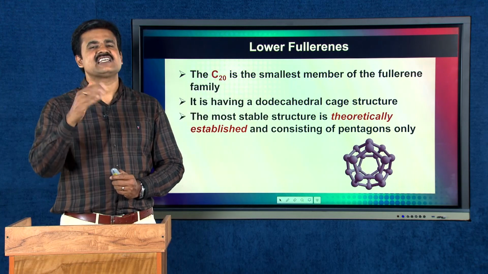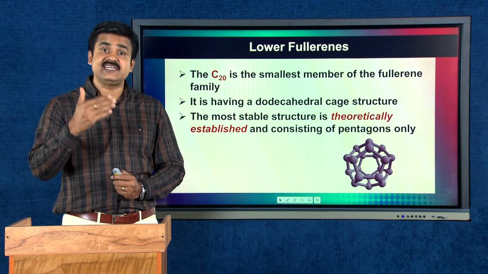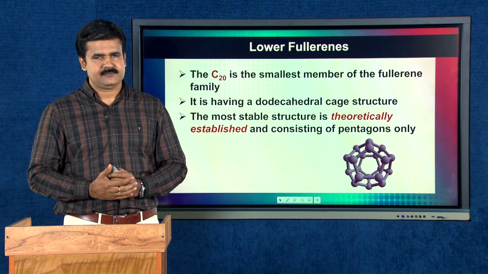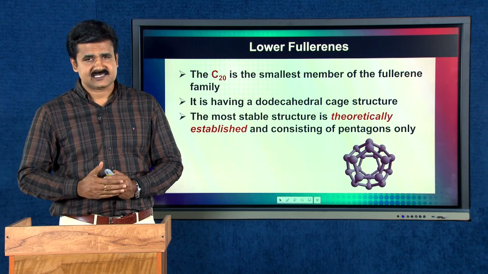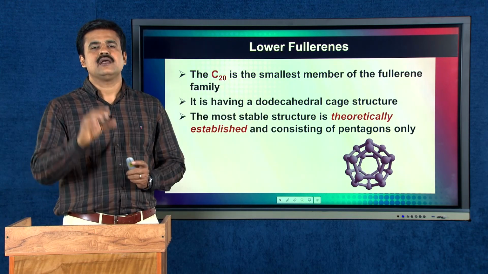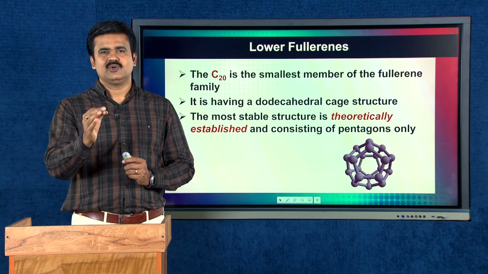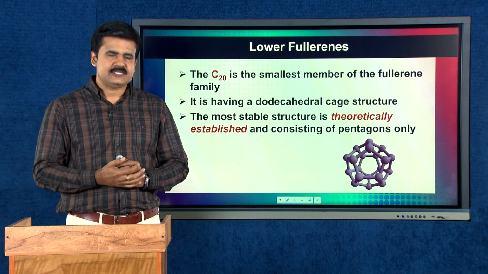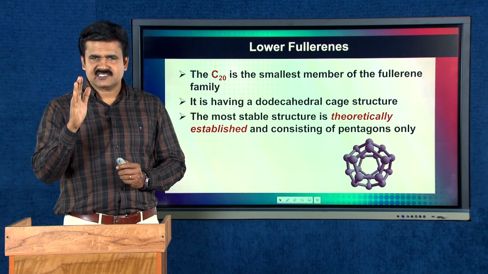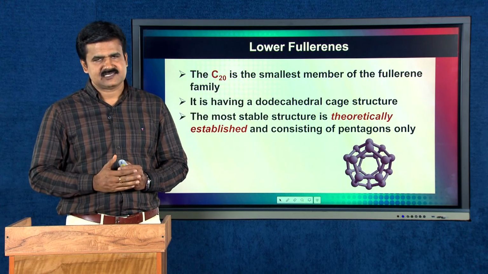You know the fact that in the case of C60, there are 12 pentagonal faces and 20 hexagonal faces. But hexagonal faces are absent in C20. There are only pentagonal faces. This is the structural representation. Here you can see pentagonal faces only, and there are no hexagonal faces. So, whenever we are discussing C20, we can say two important points. It is a lower fullerene, and it consists of only pentagonal faces.